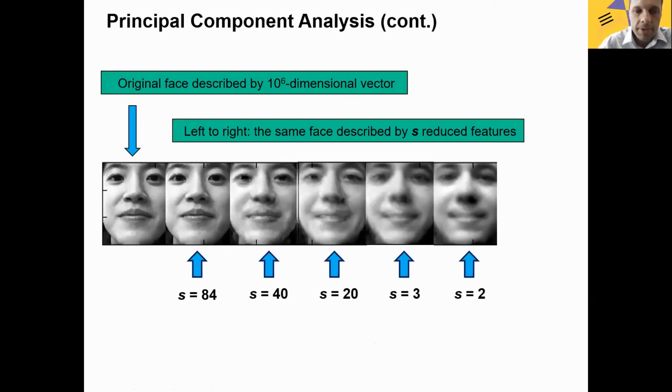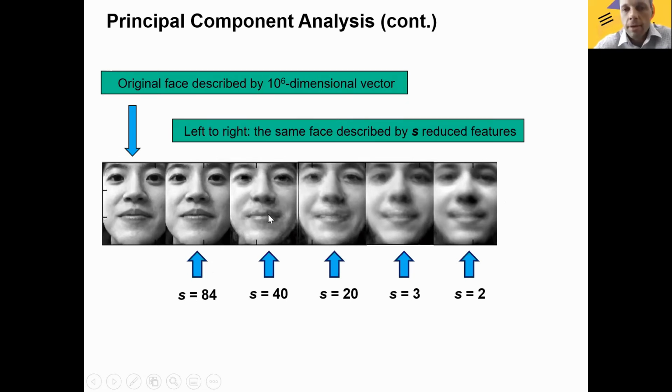So in this example, you see the original image, and these are its approximations which you obtain when we use a small number of parameters, like 84 parameters, 40 parameters, or 20 parameters. Of course, the smaller the number of parameters we use, the less accurate the approximation. But at the same time, even with 40 parameters, the approximation of the image is quite good.